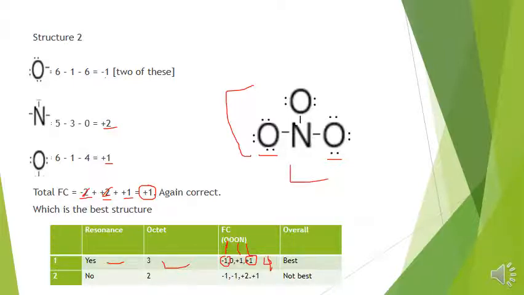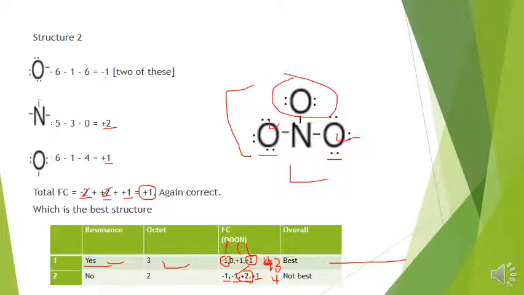So now let's look at the other structure, this one right here. It doesn't have a resonance structure. There's 2 octets right here and right here. As far as formal charge, there's negative 1 on both oxygens. There's a positive 2 on one of the oxygens, and that's not good at all. That's this one right here. And finally, there's plus 1 here, which is okay. This one is really not good because you don't like to have a positive on a highly electronegative atom. Overall, the one up here has 3 formal charges. This one has 4.